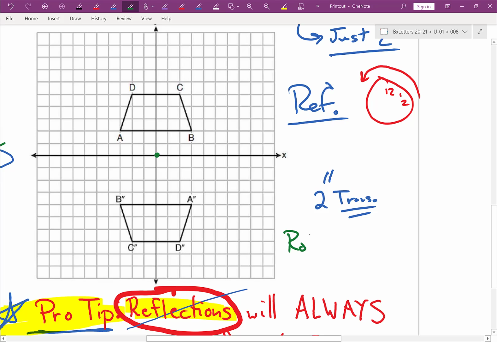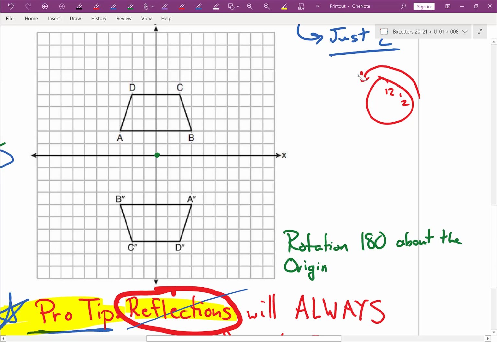My first transformation will be a rotation of 180. Direction doesn't matter with 180. About the origin. Okay, and I'm actually just going to show you how to do this now. So to do rotations, right, it's down 2 over 3. So you repeat that. So down 2 over 3. All right, A prime would land there. And then B prime would kind of land here.